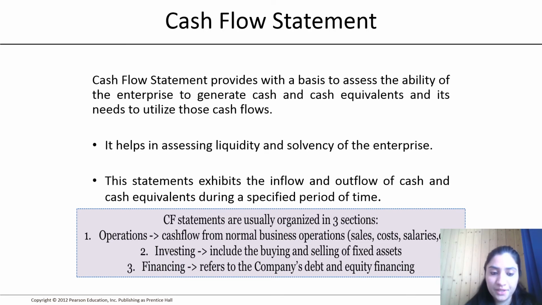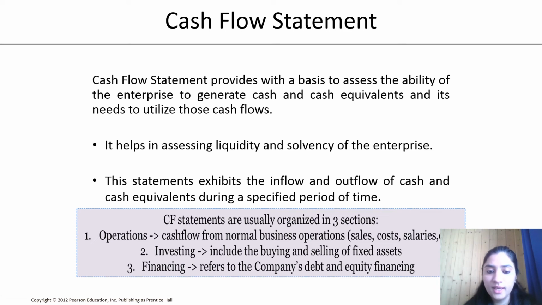Another one is the cash flow statement. The cash flow statement tells us about the liquidity of the business. Liquidity of the business means the short-term capability of the business to pay its short-term liabilities. On the other hand, there is also the solvency of the business. Solvency means the capacity of the business to pay its long-term obligations with its long-term assets.